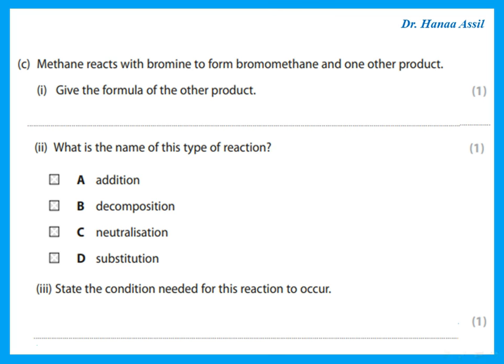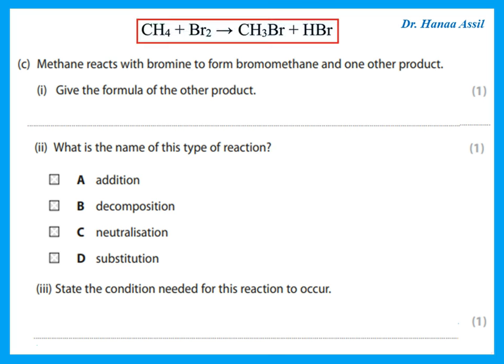Methane reacts with bromine to form bromoethane and one other product. Give the formula of the other product. So we're talking about methane. Methane is an alkane, and you should remember that when alkanes react with halogens, we remove one of the hydrogens and put one Br so that the other product is HBr or hydrogen bromide.